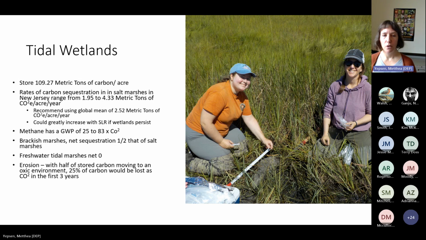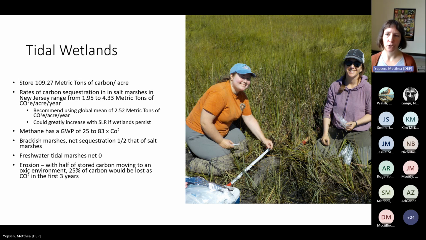For a variety of reasons, for the projects that we're using these factors in the state, we have selected 2.52 metric tons of carbon dioxide equivalent per acre per year. And that rate could greatly increase as sea level rises in marshes that remain vegetated and intact. So as sea level rise increases, they're flooded, the water is deeper and they're flooded for longer, which can allow them to pull more sediment out of the system and increase accretion rates.